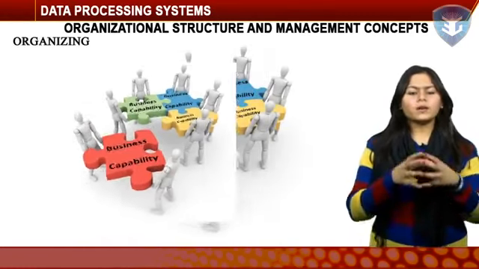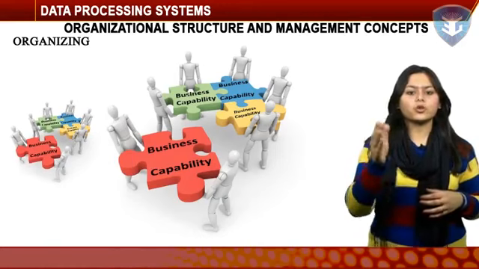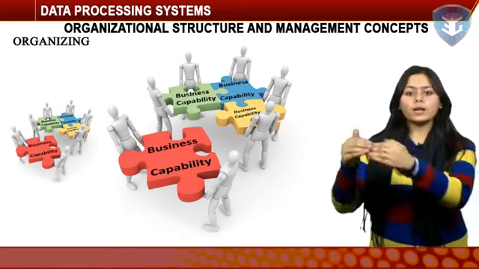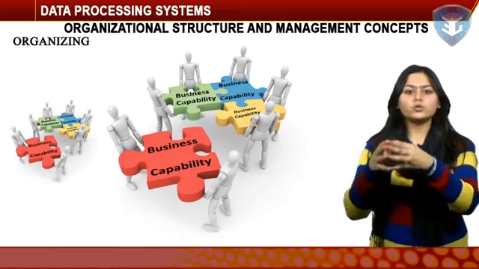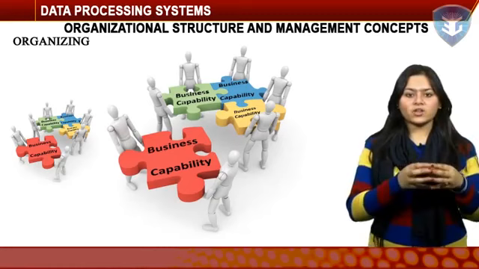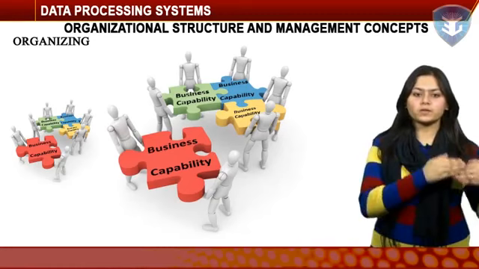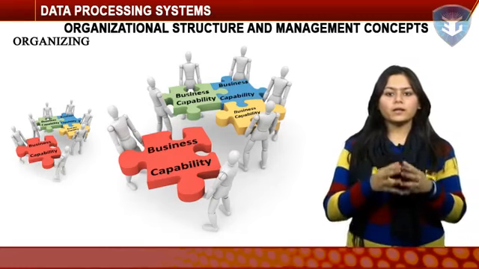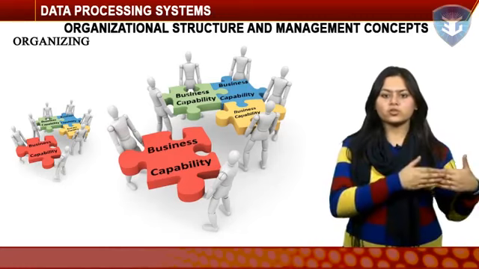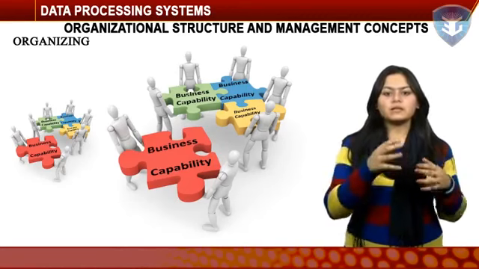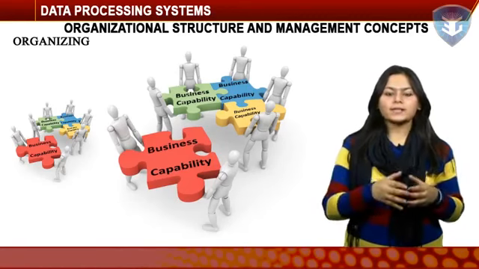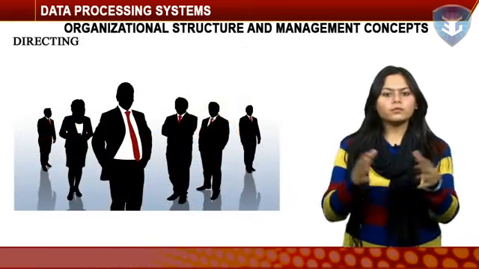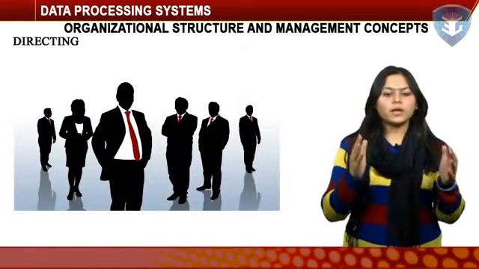Organizing. Getting organized is the second function of management. Management must organize all its resources in order to implement the course of action it determined in the planning process. Through the process of getting organized, management will determine the internal organizational structure, establish and maintain relationships as well as allocate necessary resources.